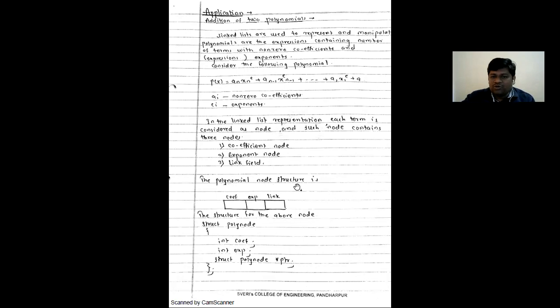Now here, the polynomial node structure is, first we'll store the coefficient value of one term. So we'll consider this as one node. This is another node. This is another node, right? So for every node, we'll consider a single term. First we'll store the coefficient value, after that the exponent value, and the link. In the link, what are we storing? The address of the next node, right? So in this way, we will store the values of each term.